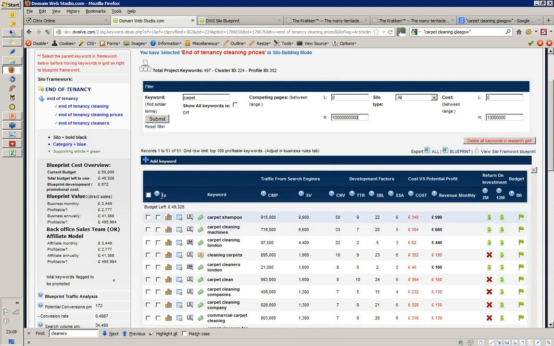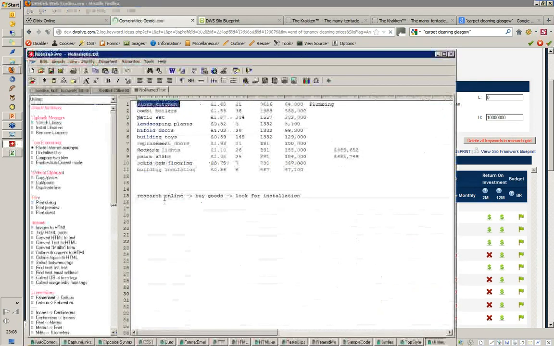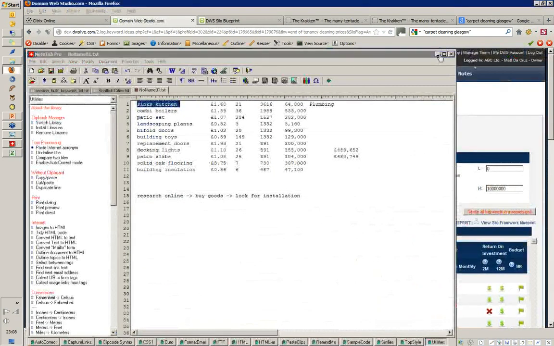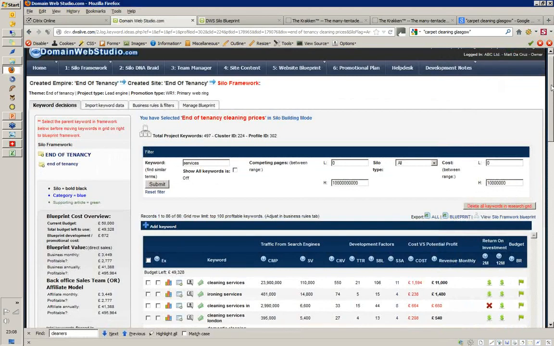I was just thinking I could actually move the carpet cleaning underneath the end of tenancy cleaning services. So I'm just going to change this quickly, because everything we're doing is service. We're wanting to get the guys who are looking for services from our research. Typically the guys are going online, they're buying goods, and they're looking for installation or something done. So I need to stay in that mindset. There we go, cleaning services.